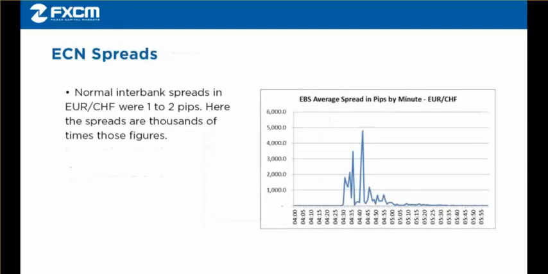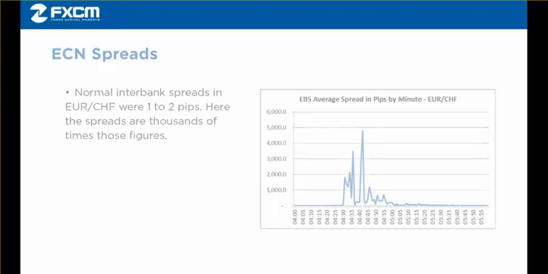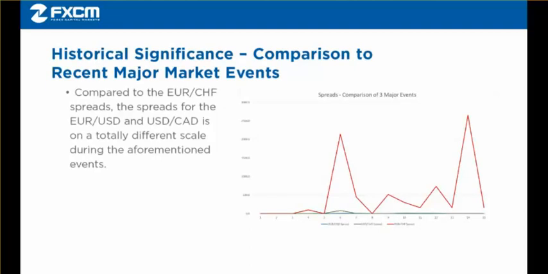These charts analyze the normal interbank spreads across EBS, a leading ECN in the FX market, which counts top-tier banks, hedge funds, HFT firms, and FX brokers among its clients. Normal interbank spreads in Euro-Swiss were 1 to 2 pips. Here, the spreads are thousands of times those figures. This shows that across the entire FX industry and all major participants, literally no one knew where to make a price in Euro-Swiss. Let's take a look at the max spreads with other recent events versus the SNB announcement.